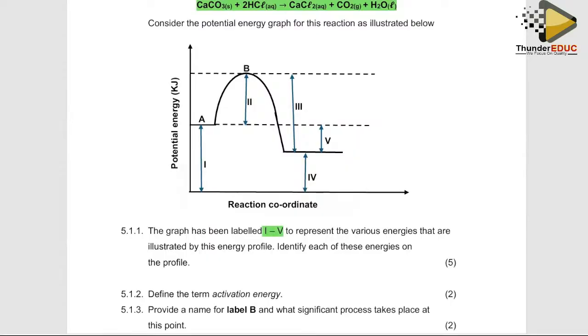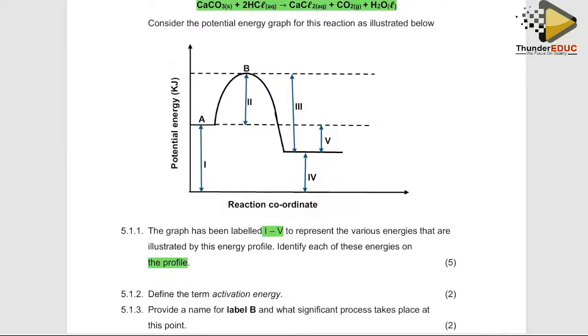1 to 4, to represent the various energies that are illustrated by the energy profile. Identify each of these energies on the profile. So there we are asked to identify all those that are actually labeled there, from 1 until 4.